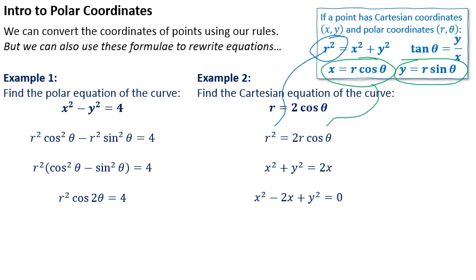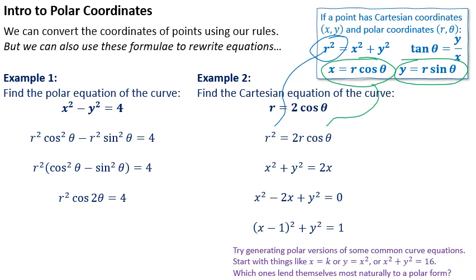And you might recognize that one. Often you would rewrite it in a slightly different form, or even this form, where it becomes obvious that we're dealing with a circle centered at the point (1, 0) with a radius of 1. We'll come back to that r equals something cos theta type equation later on as well.